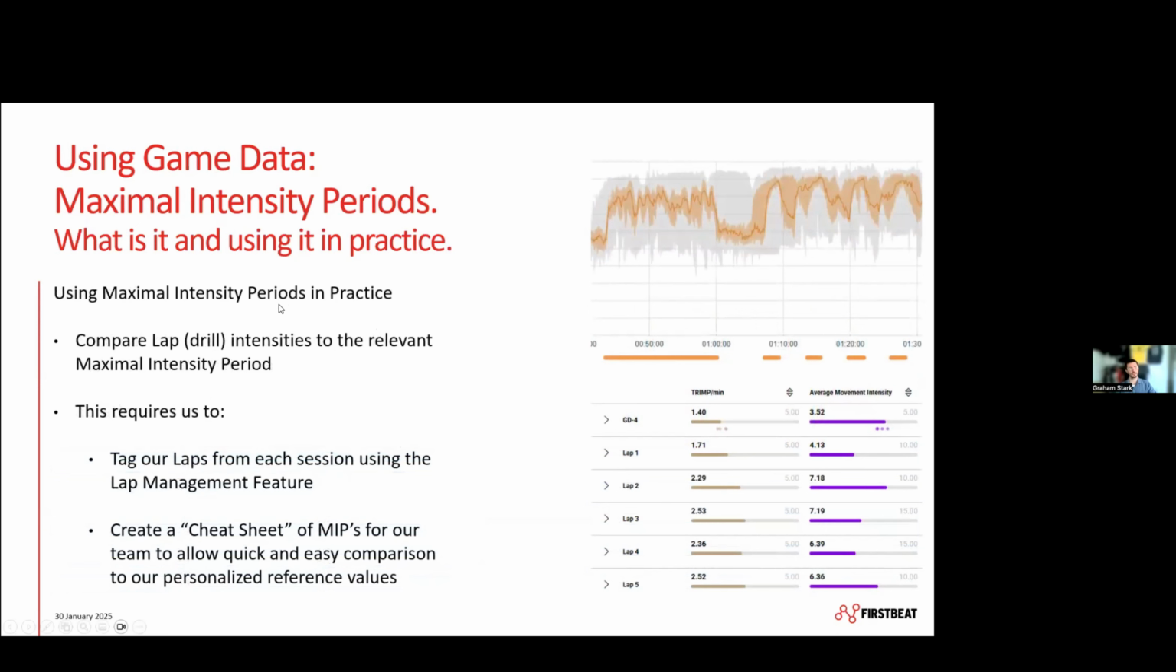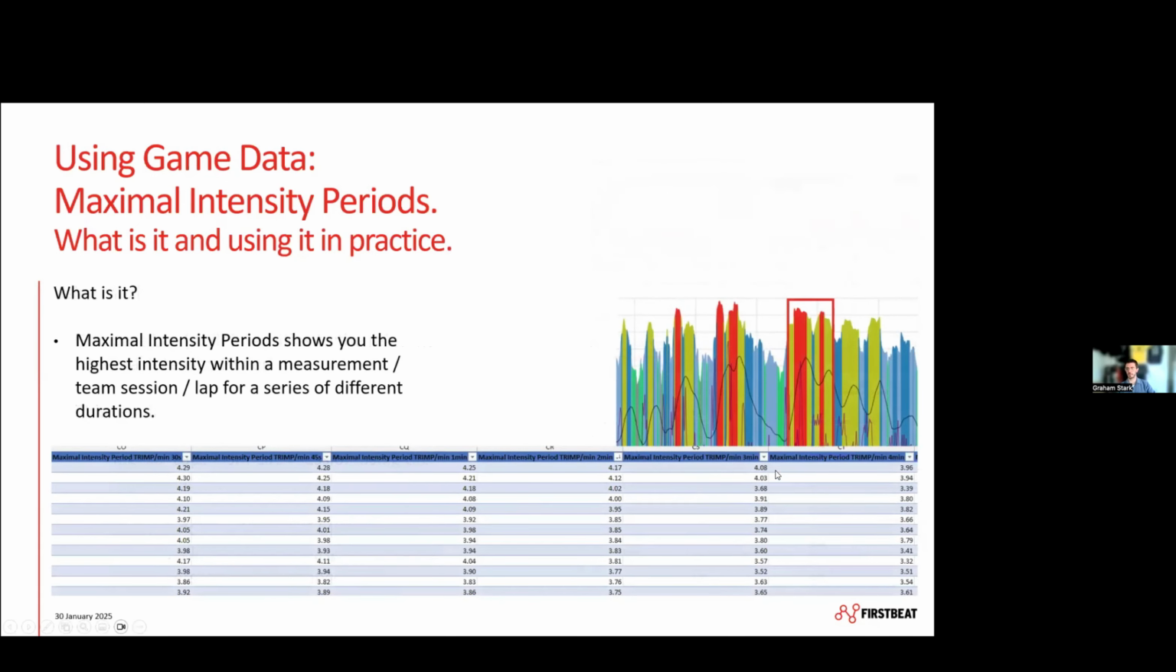What that allows us to do, when we're planning our sessions, is define how intense or how hard we want our players to train. A common drill duration in soccer is maybe 4 minutes. So you might decide that we're doing a set of small-sided games with 4-minute repetitions, and we want these to be equivalent to game intensity for a 4-minute period. So we can pick out from our export the values we would expect to see for 4 minutes.